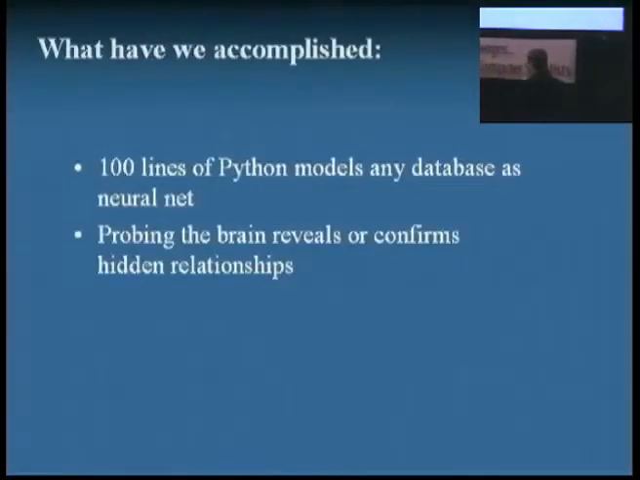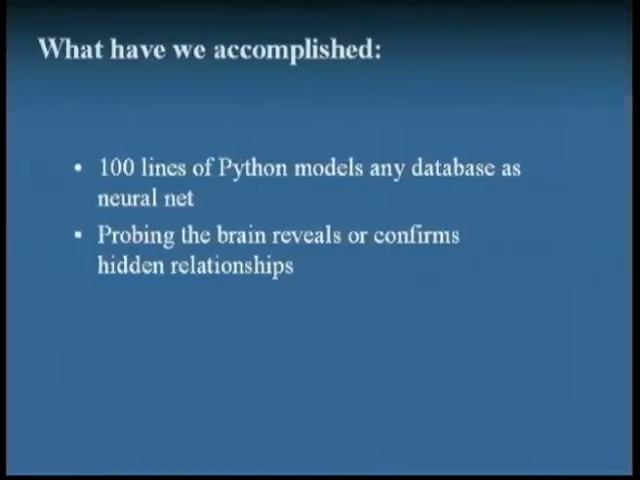Total of 100 lines of Python. It models any database as a neural net. What it does: you probe the brain, and it reveals or confirms hidden relationships.